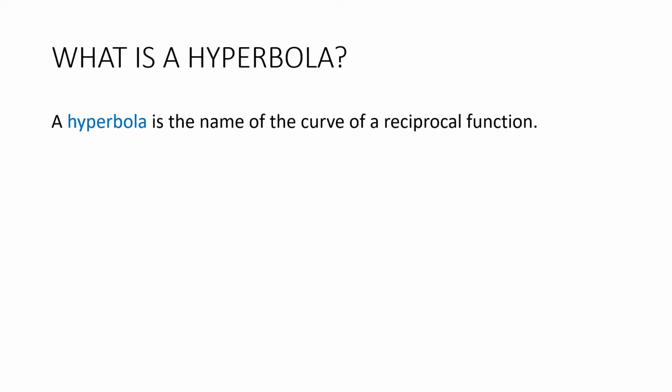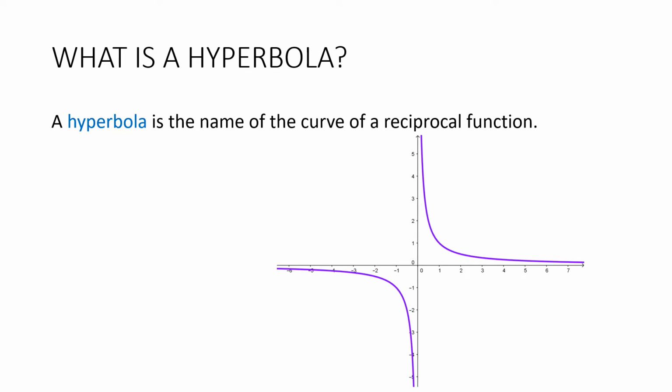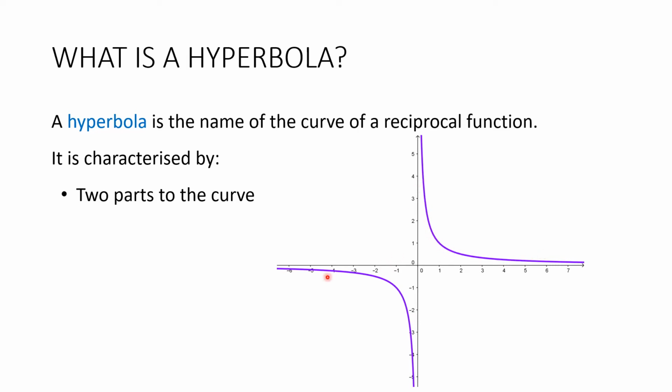Now a hyperbola is the name of the curve of a reciprocal function. It looks like this. It's a funny looking thing, isn't it? It's got 2 parts to it. So that's one of its characteristics. Okay, they sort of mirror each other. They flip over this line, y equals negative x in this case.